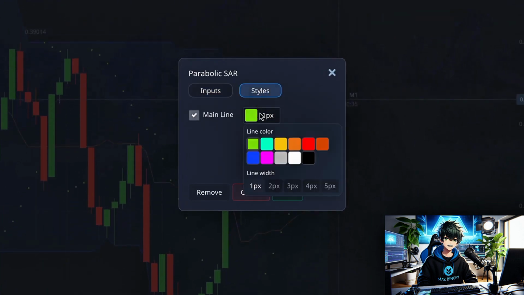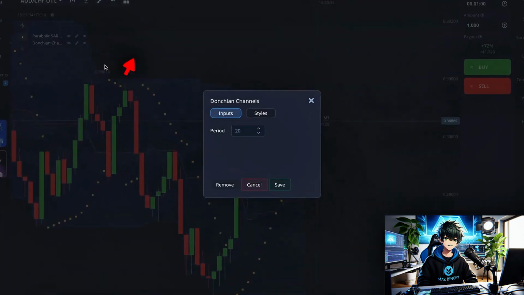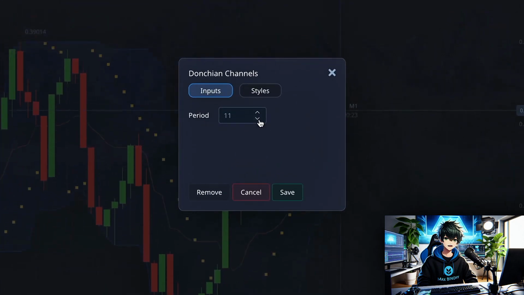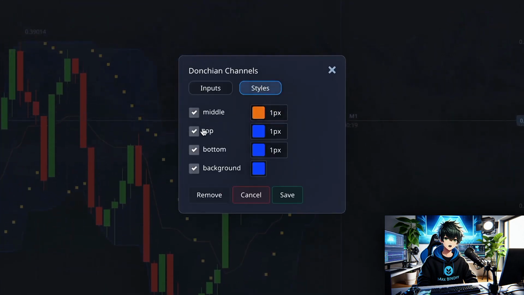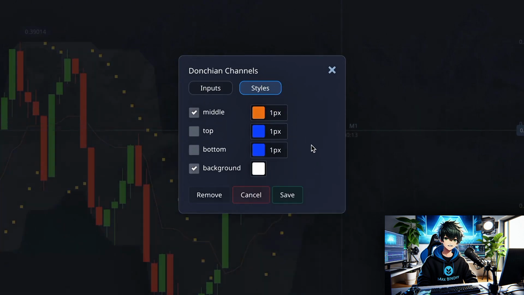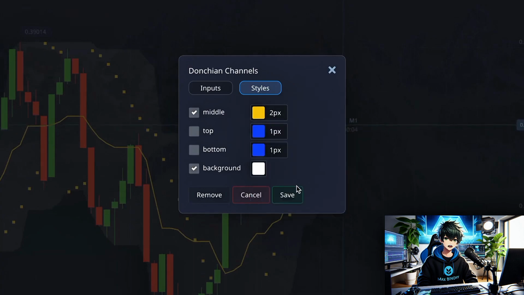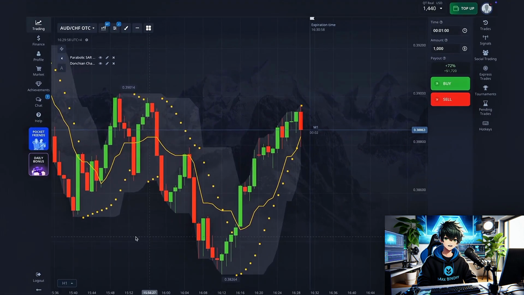Then go to Style. Set the main line to yellow and width to 2. Then click Save. Now let's set up the Donchian channels, period 10. Then in the Style, turn off top and bottom. Set the background to white and set the middle line to yellow with a width of 2, and increase the opacity to the right. Okay, then click Save. Now the indicators are ready to go.